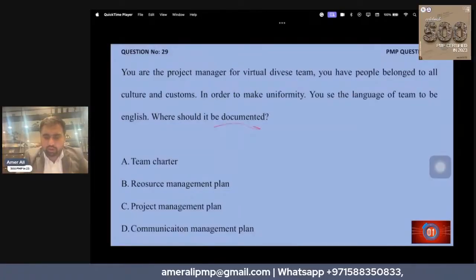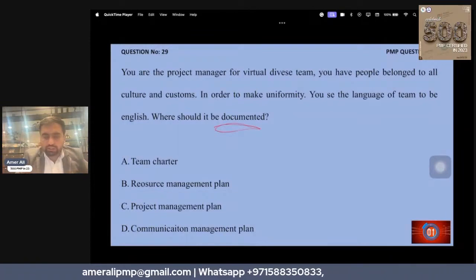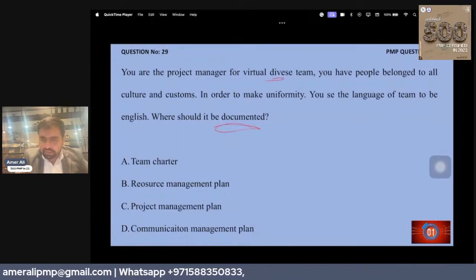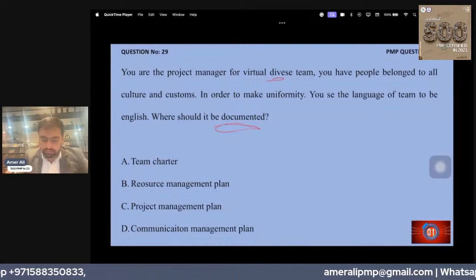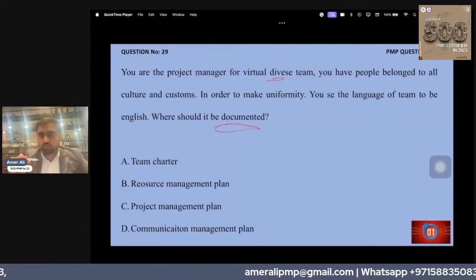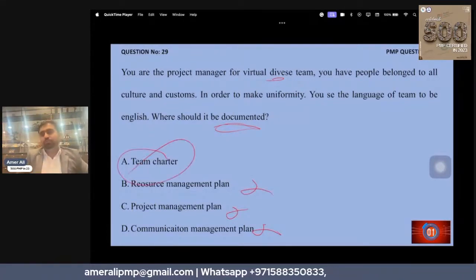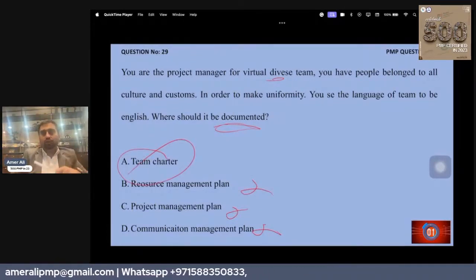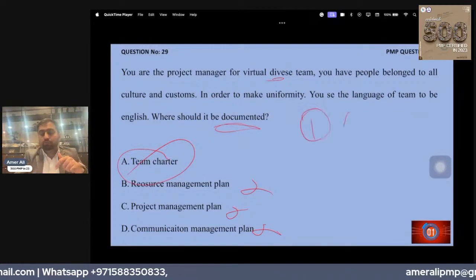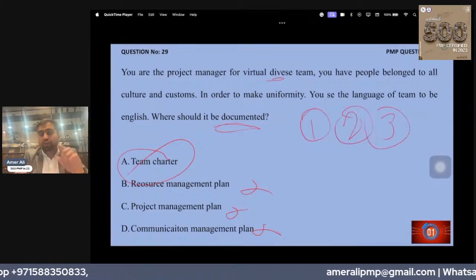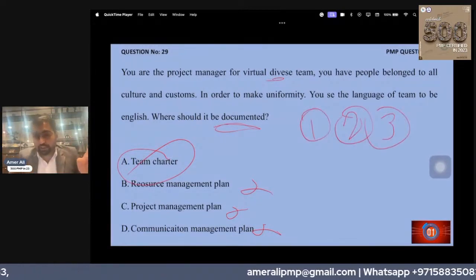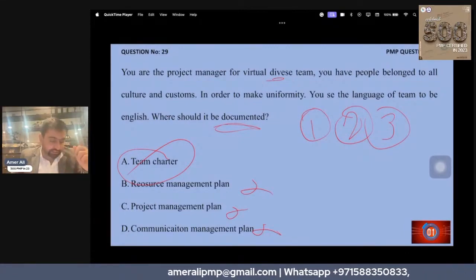Where should it be documented? A virtual diverse team, people belong to all cultures. In order to make uniformity, you set the language. So which language should we use? This is not part of the communication plan. This is actually part of the team charter. That's a very important thing to understand. Ground rules, values, visions, all those things belong to the team charter. Team charter is the right answer, Rafi.